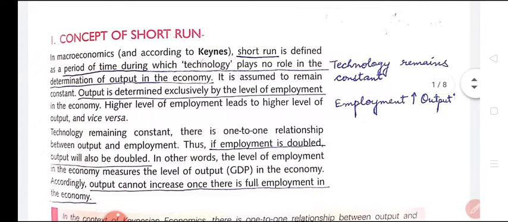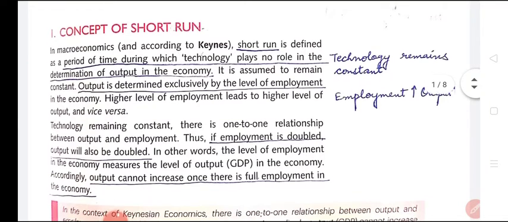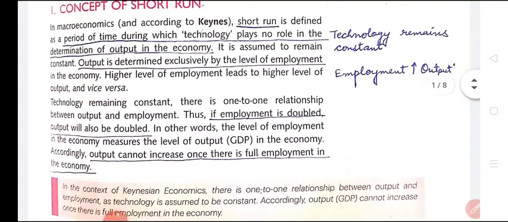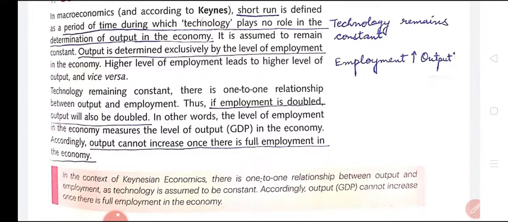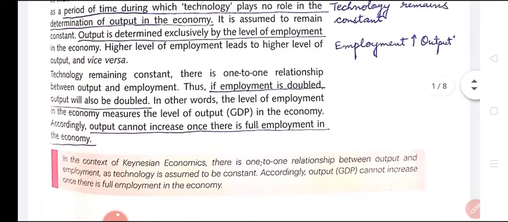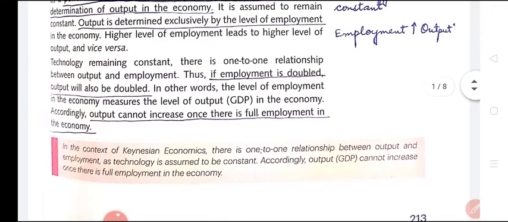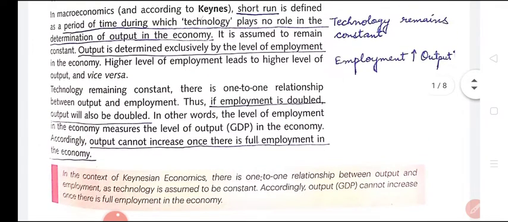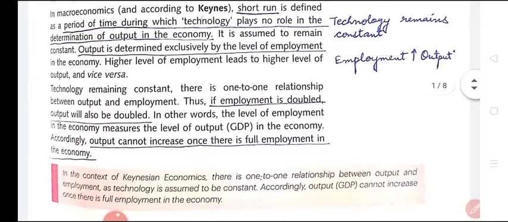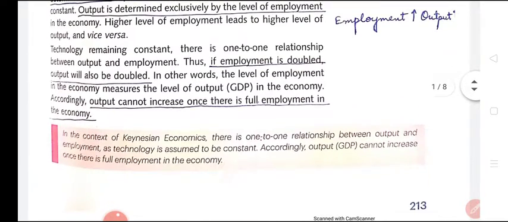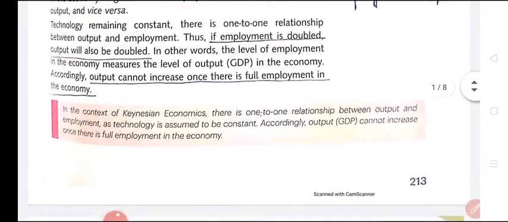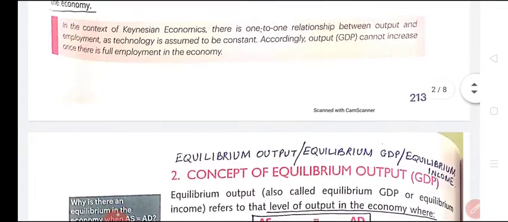Short run is that time period where the level of production in the economy depends upon the level of employment, which means more output can be produced by employing more labor. More employment, more output; less employment, less output. Technology is assumed to be constant here. It has no role to play in the production activities. That shorter time period is called short run. We will only be considering the total production dependent on the total level of employment.